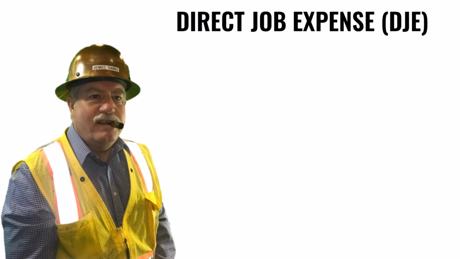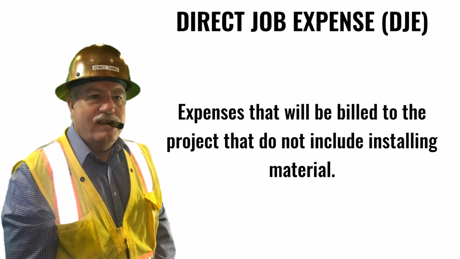Another term you should be familiar with is direct job expenses. Direct job expenses are expenses that will be billed directly to the project, but normally do not directly have anything to do with installing material. That would include things like separate telephone service at the job site, portable toilets, dumpsters, engineering, storage, office trailers, and rental equipment.